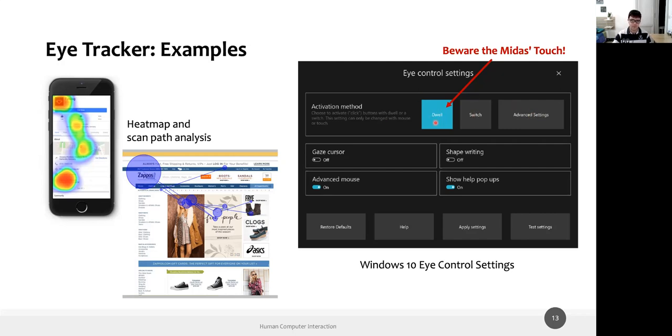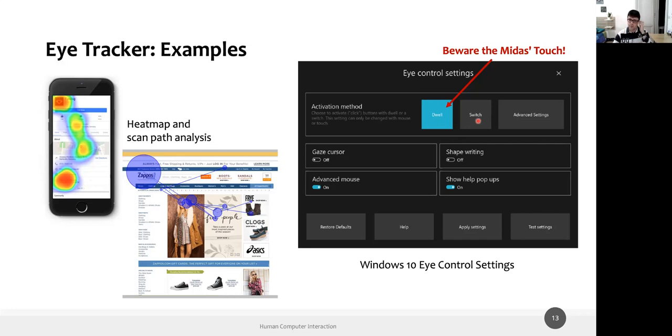So we apply a standard, let's say, methodology for activation methods. Activation methods are how we inform the eye tracker and the application used through the tracker to perform this click operation, to avoid the Midas touch, in which everything could be clickable since we look at everything. And Windows 10 presents two options that are quite popular. The first one is switch.